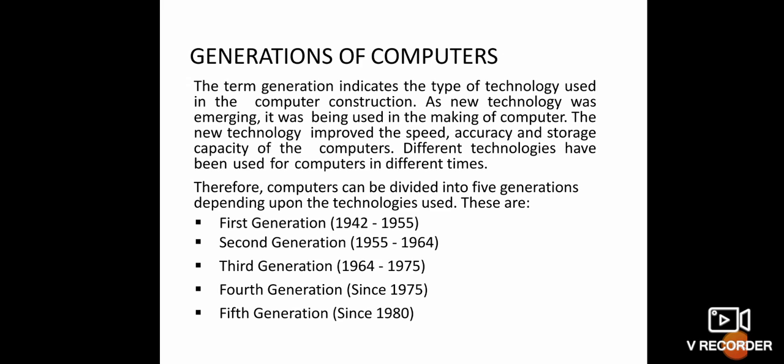First, we have five generations. For example, the first generation happened during the years 1942 till 1955, and the second generation represents 1955 till 1964, whereas the third generation refers to 1964 till 1975. And moving on, we are seeing the fourth generation. It is since 1975 and it gets further continued, and the advancement is given in the fifth generation since 1980.